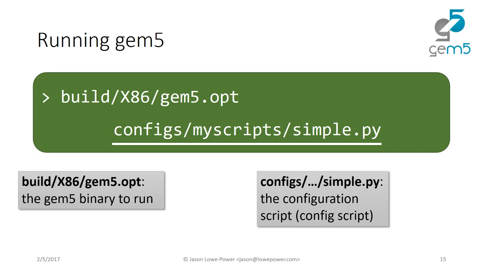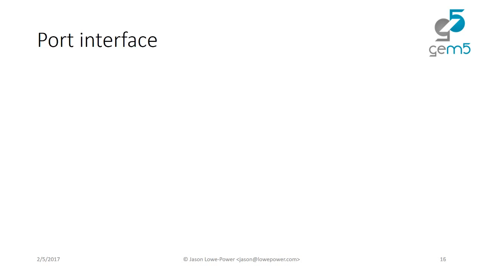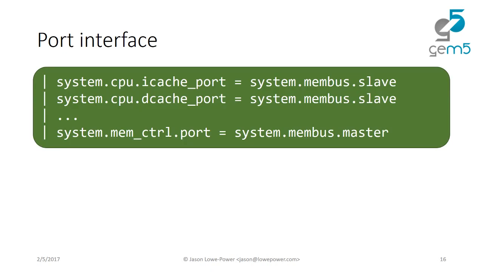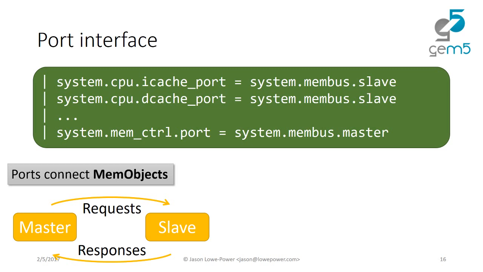So again, this was when we ran it, the binary we wanted to run, and then the config script. For the most part, this config script is the only parameter you ever pass to your gem5 binary. Just a couple other things to mention. I briefly mentioned this port interface where we hooked things up. Ports connect memory objects. There's always a master and a slave port. Master sends requests to slave, and slave sends responses back.